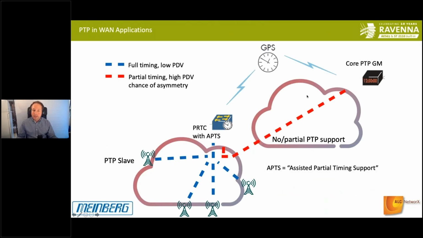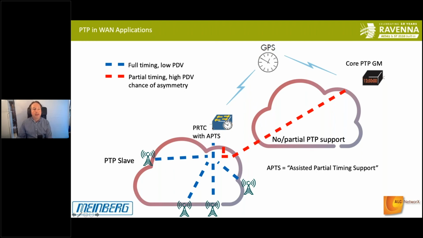So what's the situation actually? You can have something like this where you have a centralized, highly accurate core PTP grandmaster here on the top right corner, transporting the PTP signal through a non or just partial PTP aware infrastructure, and you end up at the remote site, which then there locally might have a PTP aware infrastructure, and there you can have a so-called PRTC or primary reference time clock with assisted partial timing support.